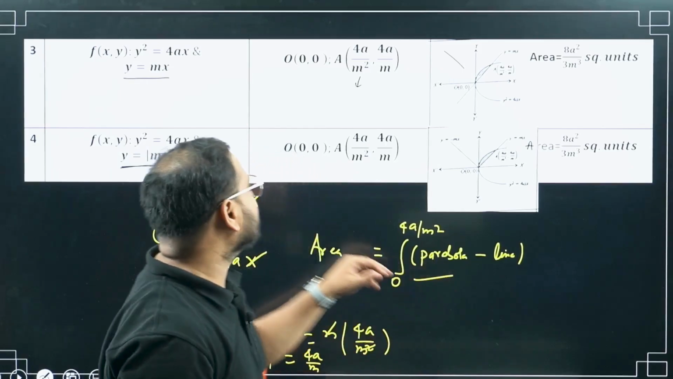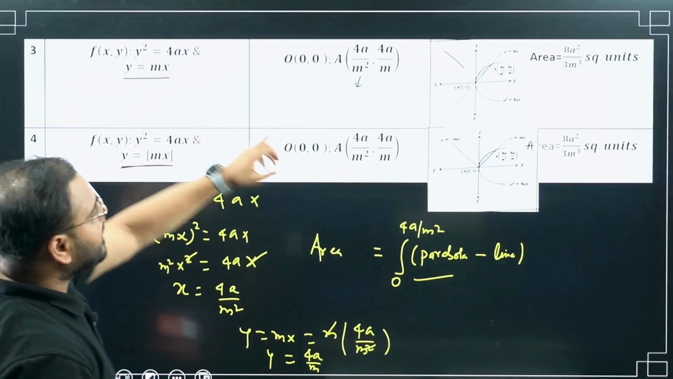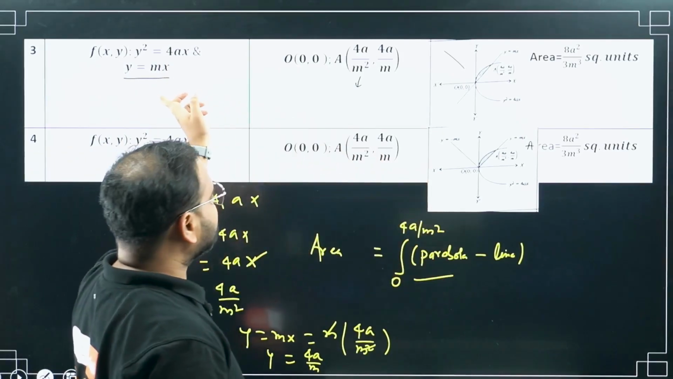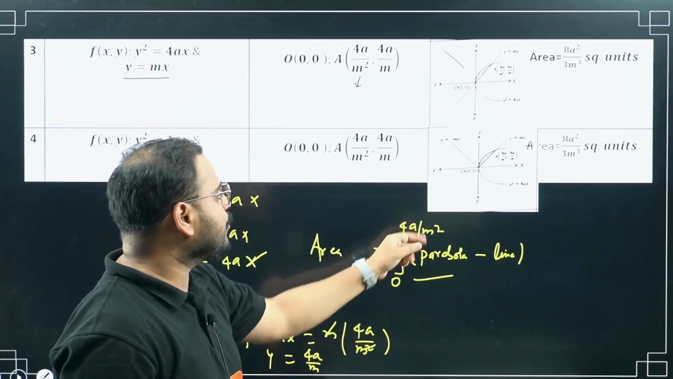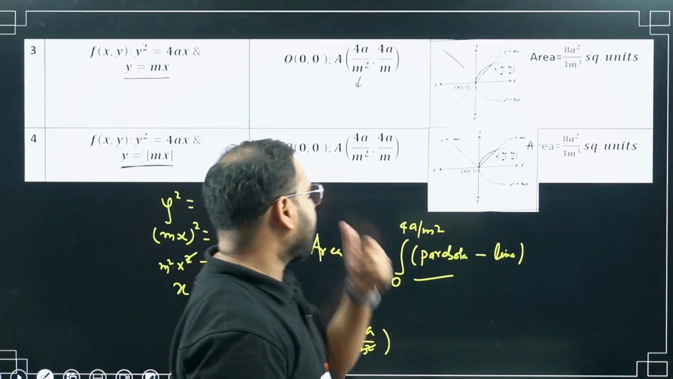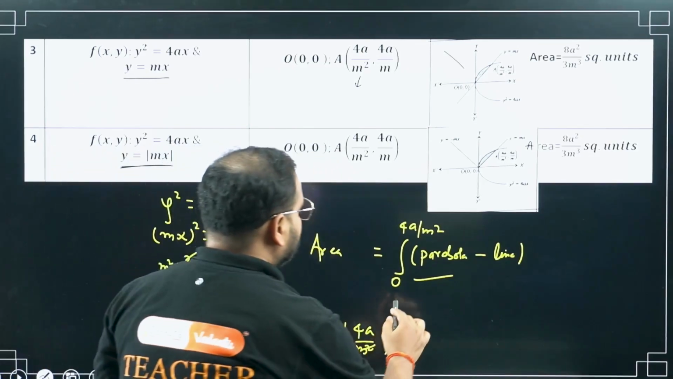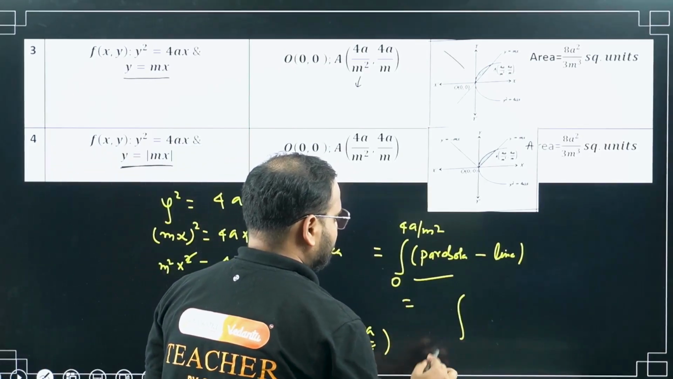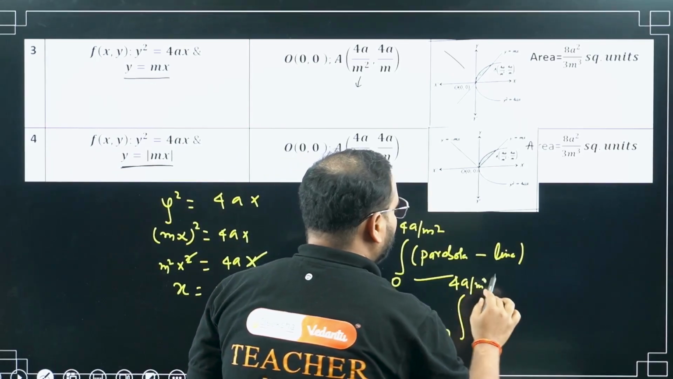What is the parabola equation over here, sir? 4ax, minus line equation, simply mx. 4ax minus mx you're going to integrate in the limit 0 to 4a upon m square. Can you do that? Yes. All right, if you want I can write it for you. You have to find the final answer, but I'll just write it to help you with the doubt if you are having it.